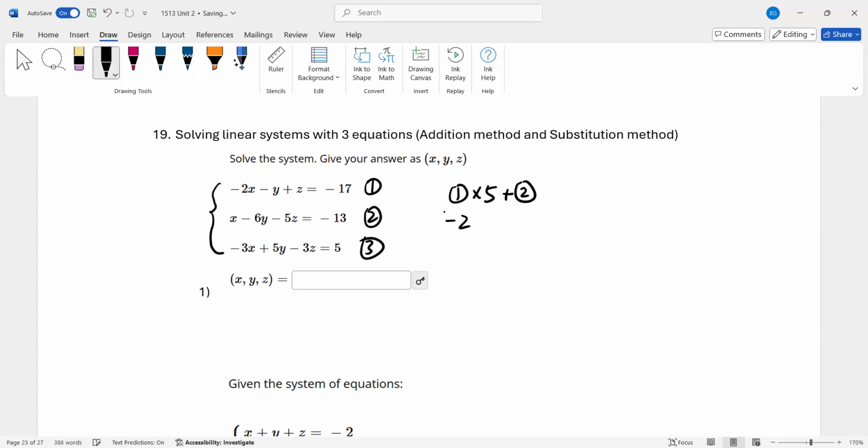Equation 1, negative 2x minus y plus z equals negative 17. Multiply by 5. So everything multiplied by 5. Negative 2 multiplied by 5, negative 10x. Negative 1 multiplied by 5, negative 5y. Z multiplied by 5, 5z. Negative 17 multiplied by 5, 85?